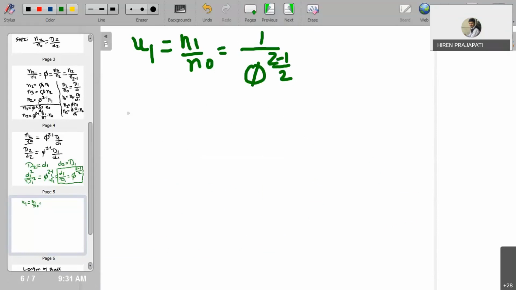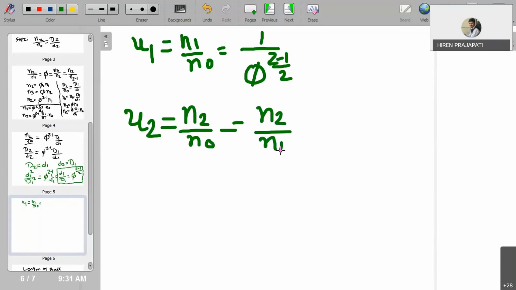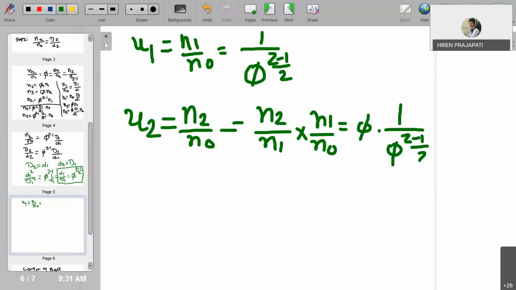Similarly now, next if I want to write the transmission ratio for the second set of pulleys, then this is nothing but N2 by N0. Now I am multiplying and dividing by N1, so N2 by N1 into N1 by N0, then there is no change in the equation. But what does N2 by N1 represent? That represents the geometric constant phi. So here we get phi into N1 by N0, that we already got here, so that is 1 by phi to the power (z minus 1) by 2. Then finally I can say U2.